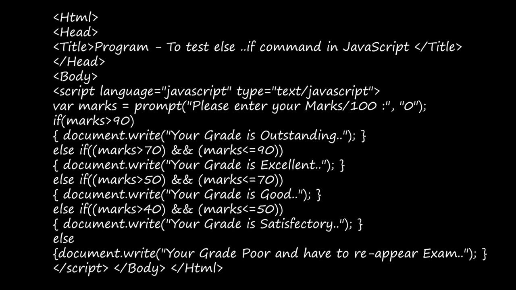If all these conditions are false, it will just come to this else part. In this else part, if you see document.write "your grade poor and have to reappear exam", this will be displayed there. Okay, that's all.